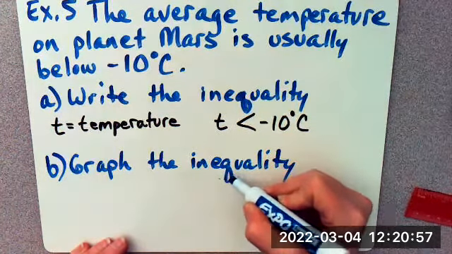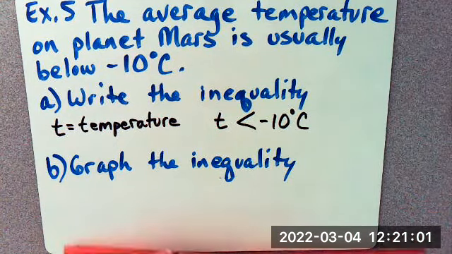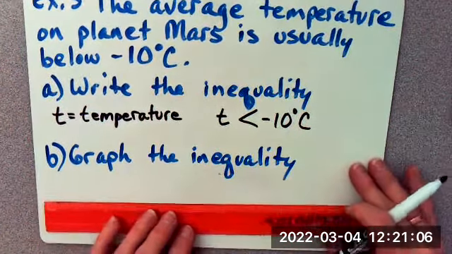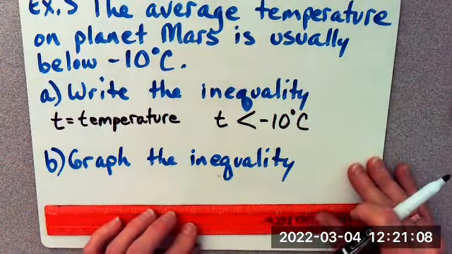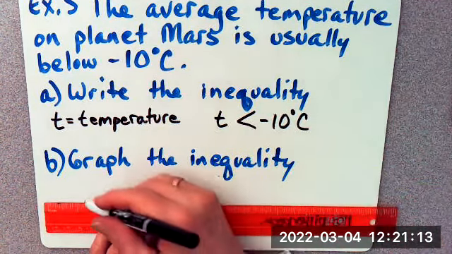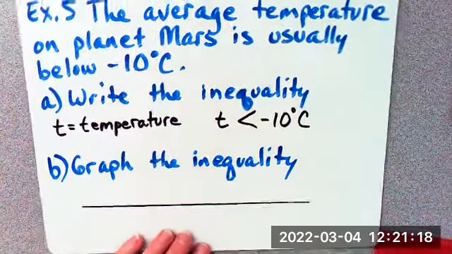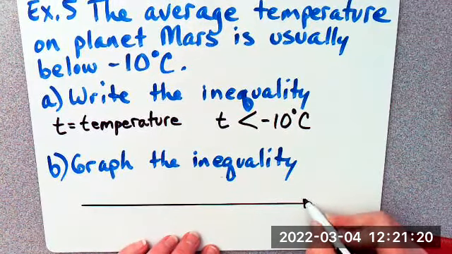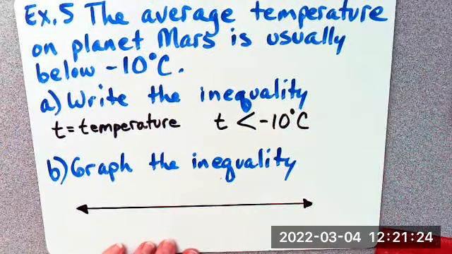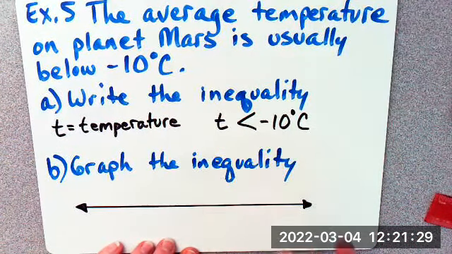All right, so let's graph this inequality. It doesn't say it is -10 degrees Celsius, although I imagine it probably could equal -10 degrees Celsius, but it says it's usually below. Do you know that Lake Tahoe sometimes is below -10 degrees Celsius? Yeah, that's pretty cold, and we have those kinds of temperatures here, but Mars gets a lot colder than Earth.